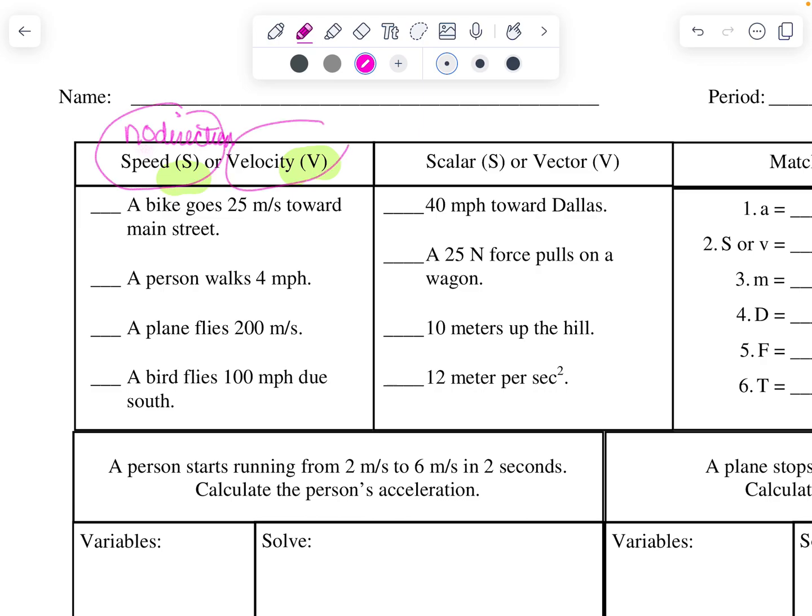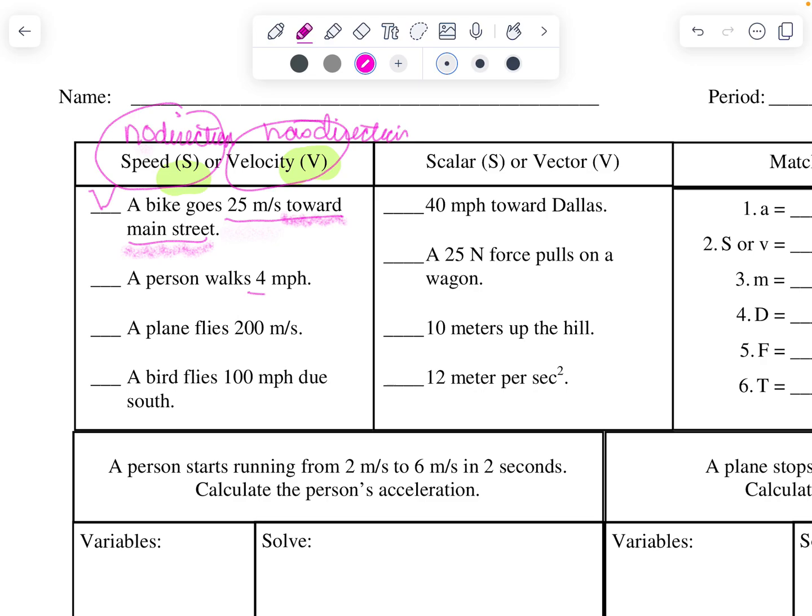And velocity has direction. Okay, so we're first looking at a bicycle goes 25 meters per second toward Main Street. The toward Main Street right here indicates that this is a vector quantity. That would be velocity.